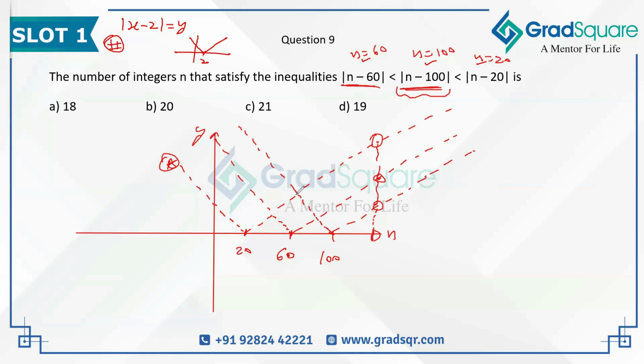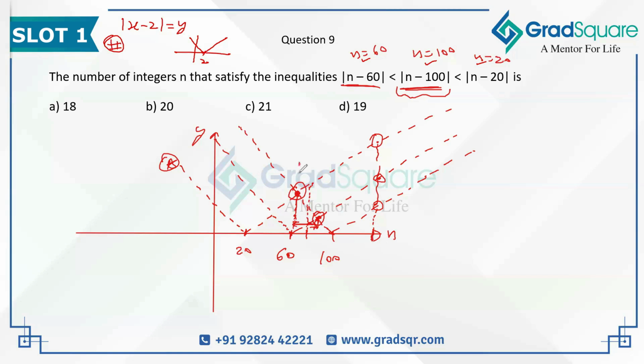Now, if you observe very carefully, you will realize that between this region, from this point to this point, take a particular point and evaluate. You will realize modulus of n minus 60 is the lowest, modulus of n minus 100 is in the middle, and modulus of n minus 20 is at the maximum, right? So this is the region between this point and this point where my inequalities are satisfied. We now have to get the values of these 2 points and look at all the integer values of n between them, right?